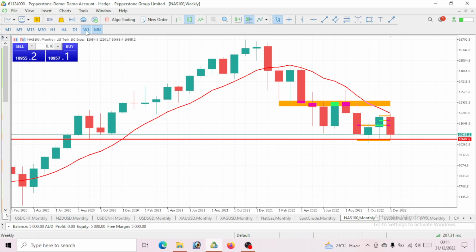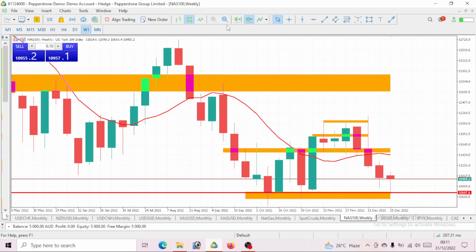Now that should now take us to the weekly time frame. So this is a weekly time frame. We talked about a level of 10,687.